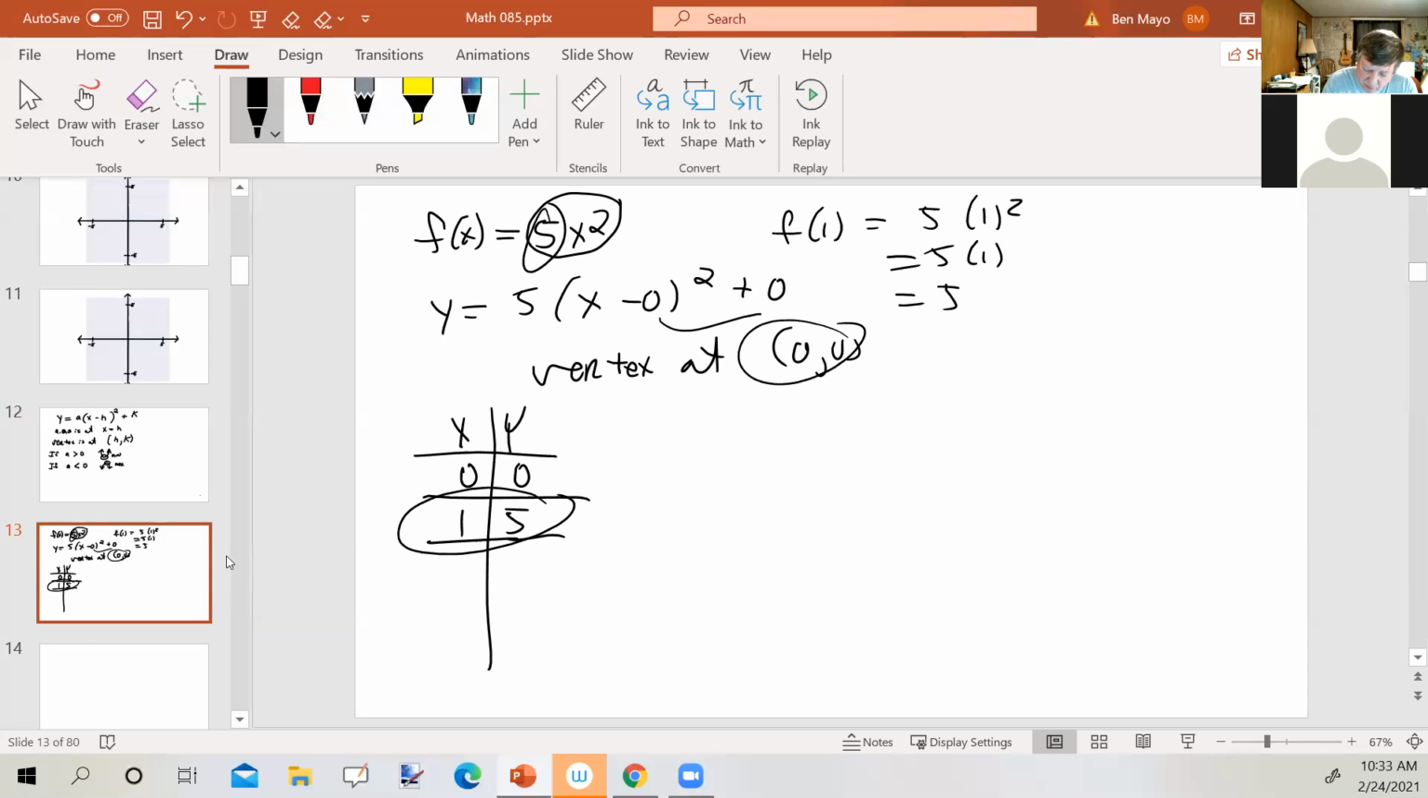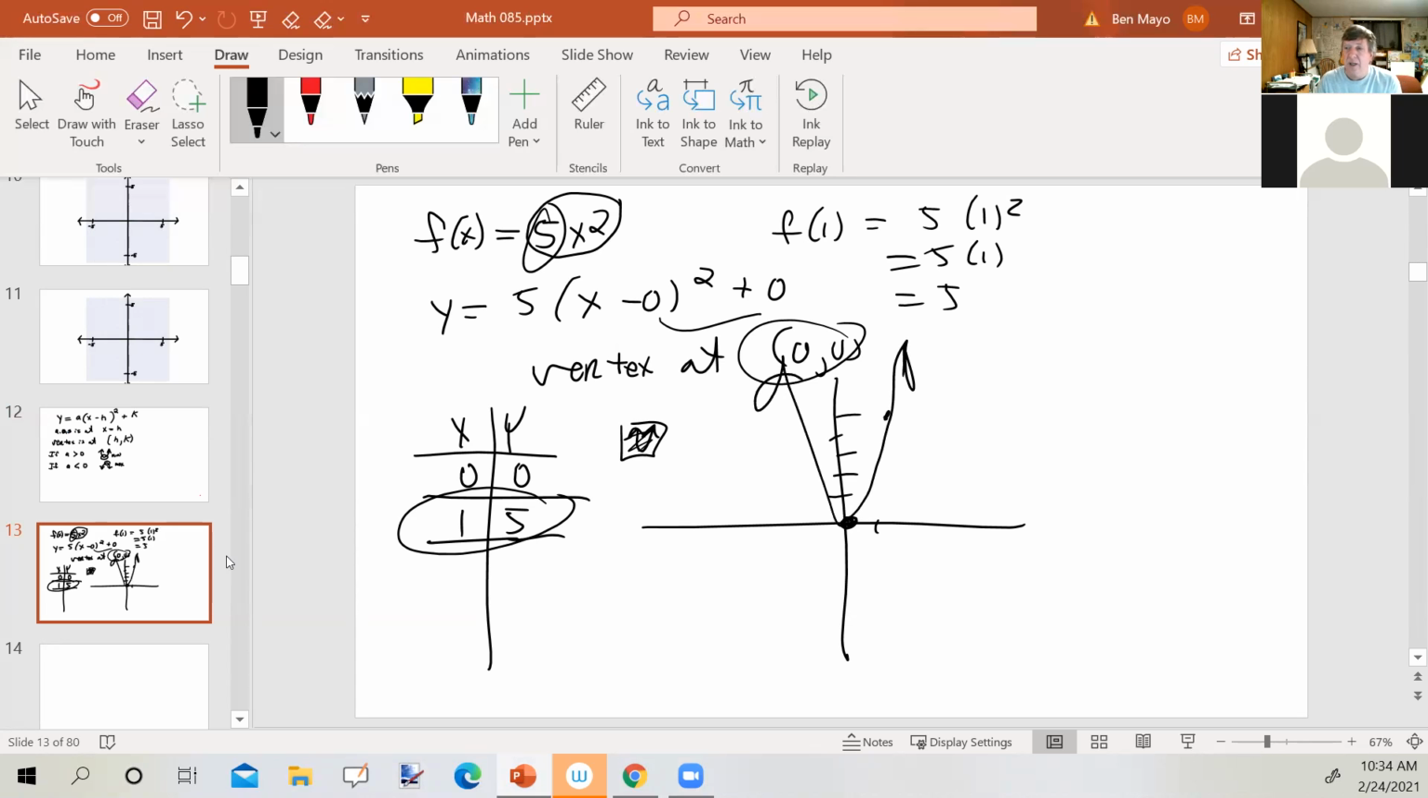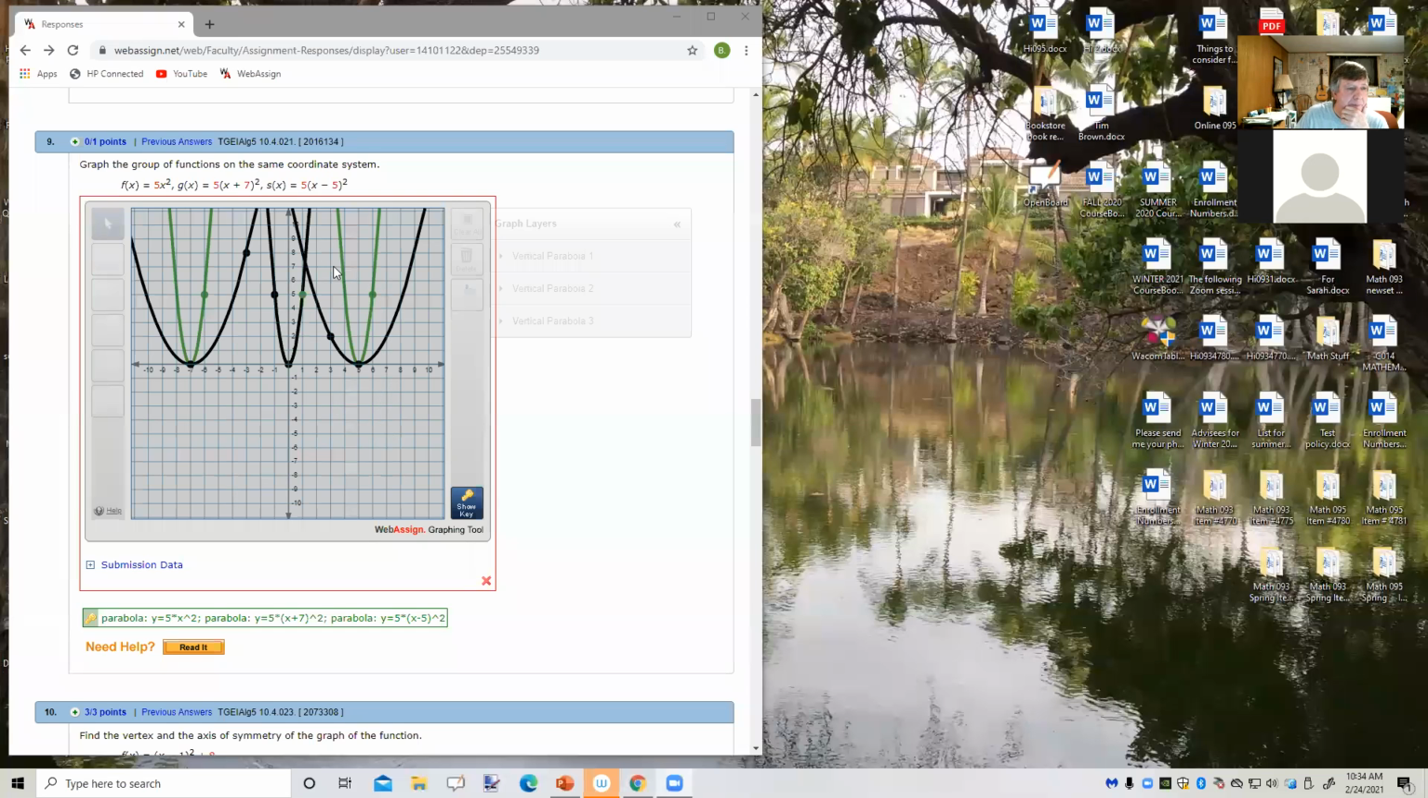So what we're going to do in WebAssign is we're going to open up that little square that has the parabola until it turns blue. We're going to click on (0, 0), and then we're going to click on (1, 5). So we're going to do the vertex first, and then a second point, and that should produce the graph. Now, having said all of that, I want to take a look at a particular situation in WebAssign.